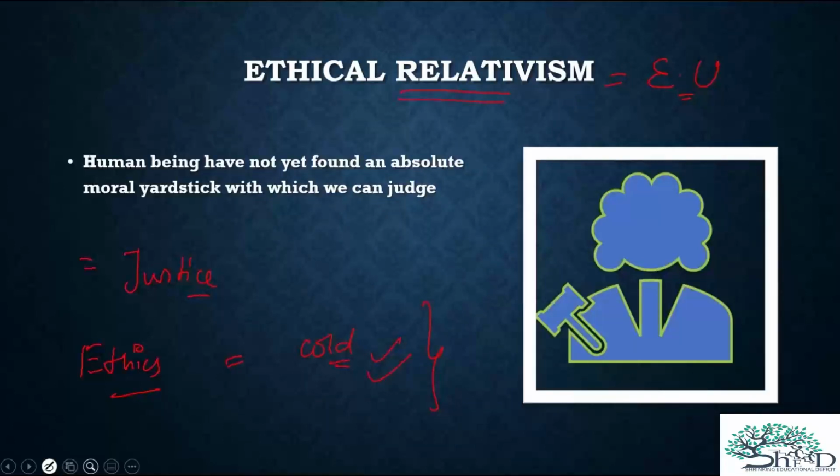What is the basis of this? They say that human beings don't have a certain yardstick, something to measure universalism. Human beings have not yet found an absolute moral yardstick with which we can judge. That is, for some people things might be different, and for other people things might be different.